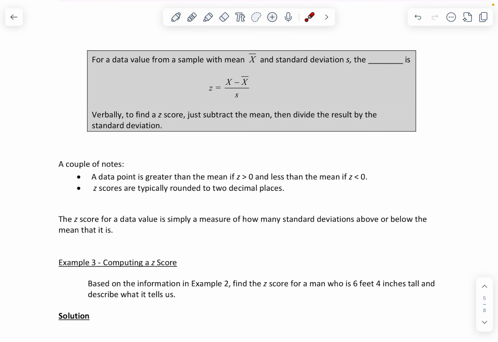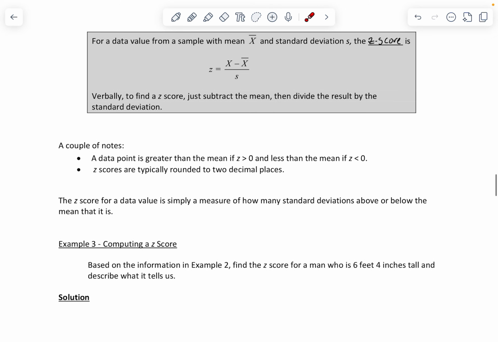For a data value with a sample mean x bar and standard deviation s, the z-score is given by this formula. You take the data value, you subtract the mean, and you divide by the standard deviation. Verbally, to find a z-score, you just take the data value, subtract the mean, and then divide the result by the standard deviation. A couple of notes about z-scores.